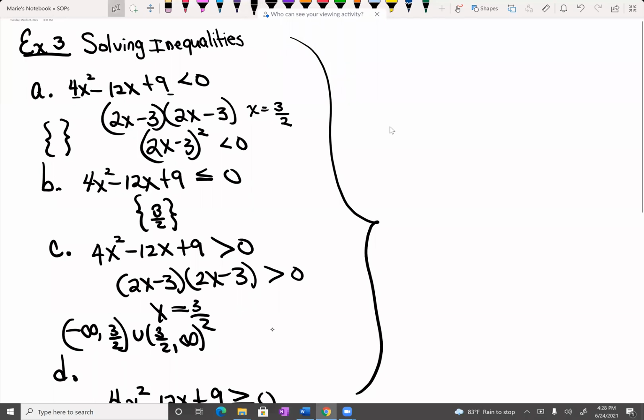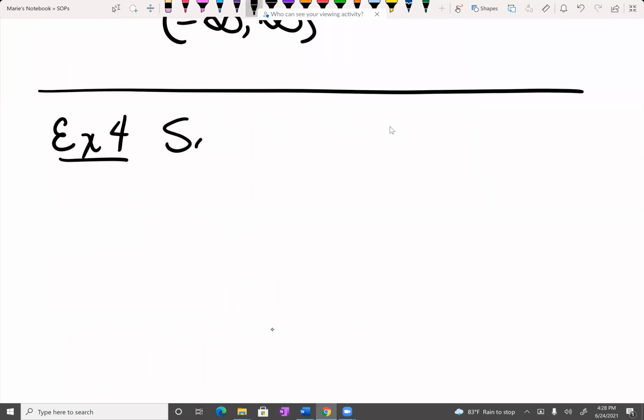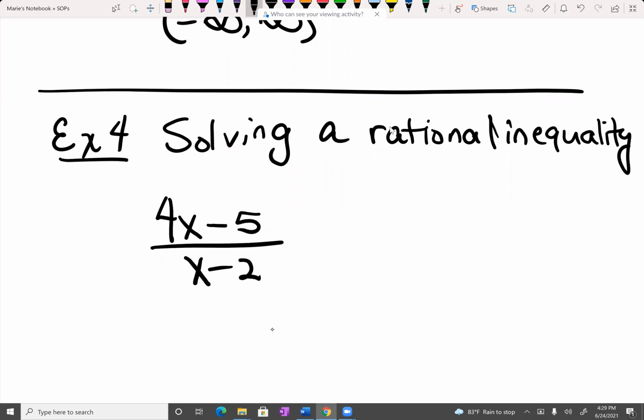Okay, now example 4. In example 4, we are dealing with solving a rational inequality. They're giving you 4x minus 5 over x minus 2. Remember, a rational inequality, rational refers to anything that can be written as a fraction. So this is a fraction, basically, and it's less than or equal to 3.